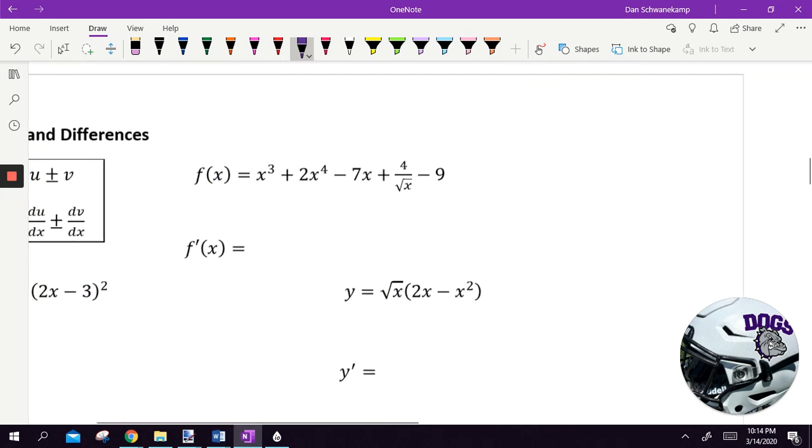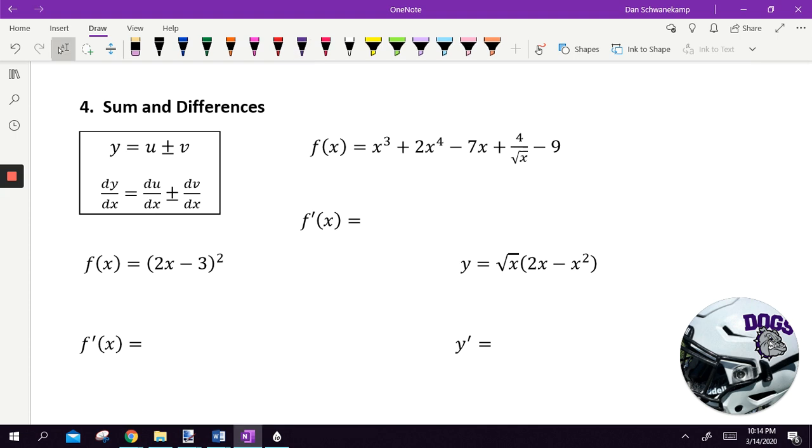Okay. Then we're going to change it up a little bit. Let's start doing more than one thing at a time. So sum and difference is the next one.